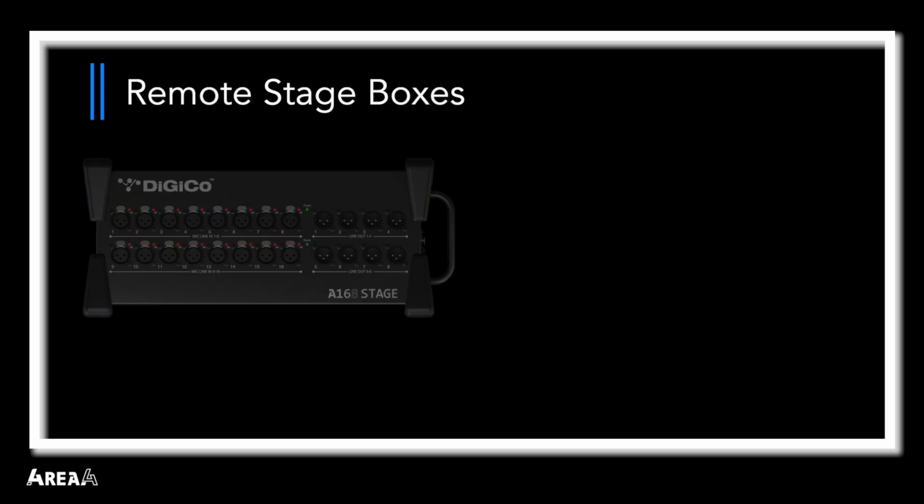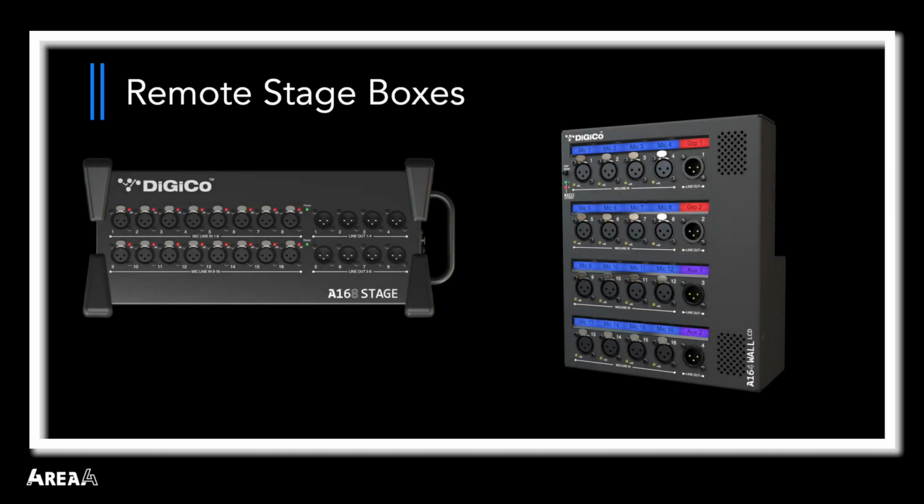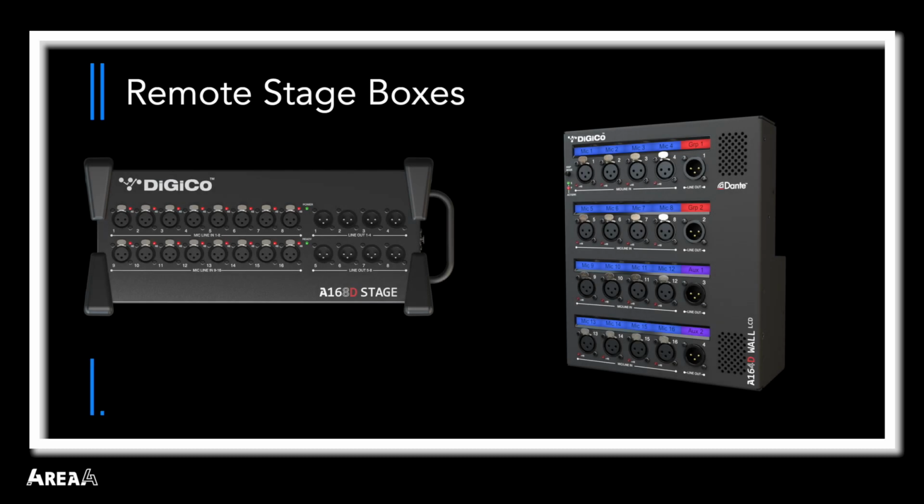You'll probably need additional remote I/O stage boxes, and there are plenty of options. Developed specifically for the 4U4, we have the A168 stage and A164 wall boxes. These come in 2 versions. The standard version uses the A3232 protocol, a DiGiCo audio format that allows for 32 channels of audio bidirectionally down a single Cat5e cable. We also offer the A168D and the A164D, which are Dante versions of the same stage boxes. Whichever version you choose to suit your needs, they are floor, rack, or wall mountable.